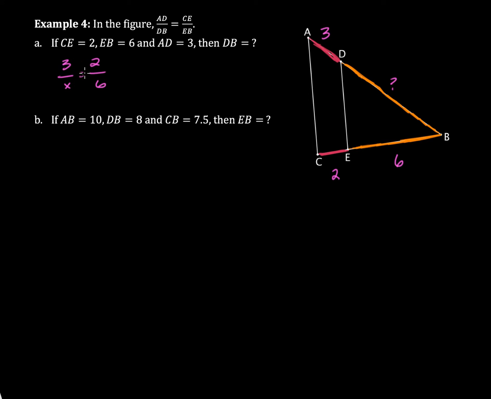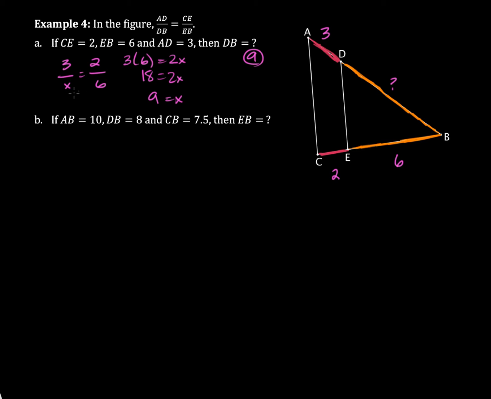You can just kind of visualize, based on what this ratio says and what this ratio looks like, what x is going to be for some of you. But if not, we can stick with our trusty old means extremes property, our cross multiplication, and take 3 times 6 and say it equals 2 times x. Or in other words, 18 is 2 times x. Divide both sides by 2, and we get a value of 9 for x. So DB is equal to 9.